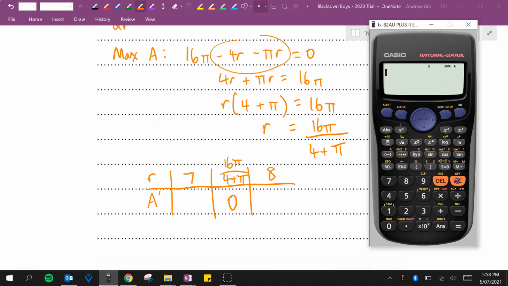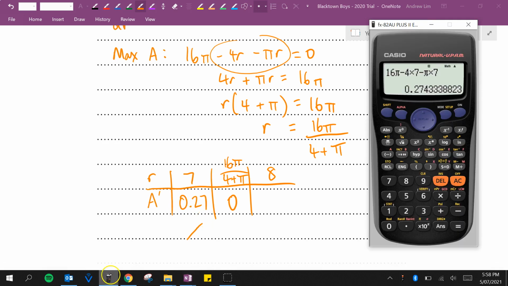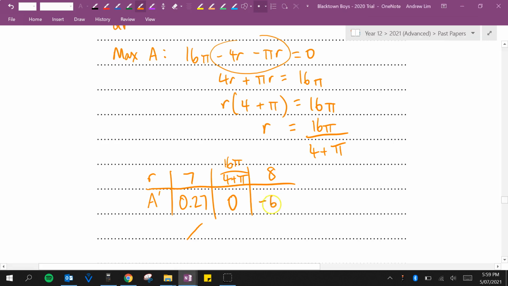Okay, so what is A dash when the radius is 7? We have 16 pi minus 4 times 7 minus pi times 7. That gives us 0.27. That's sloping up. When the radius is 8, what do we get? Negative 6.9. That's sloping down, and so we can see that it is a maximum, right? That the area is a maximum.